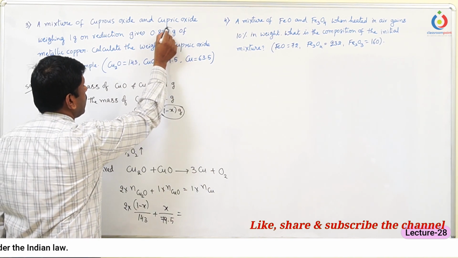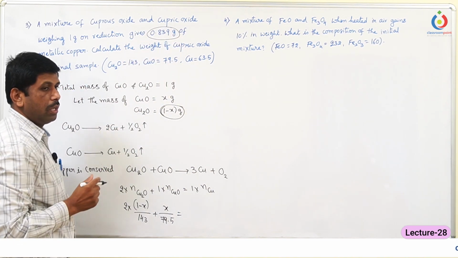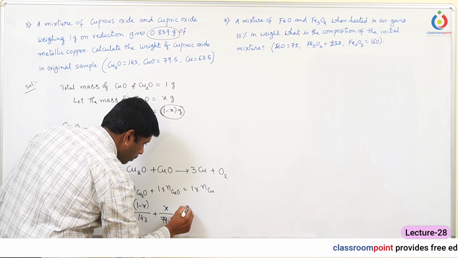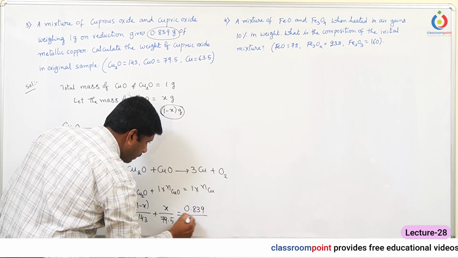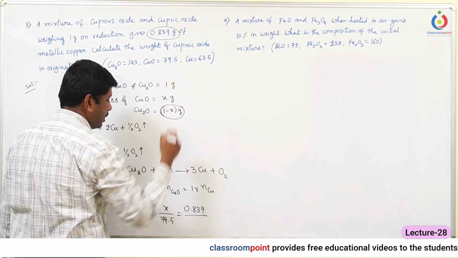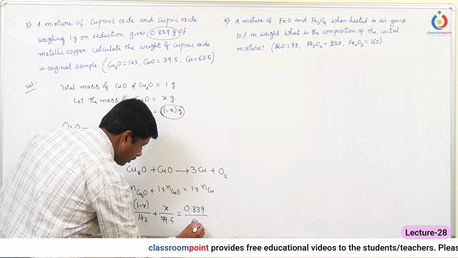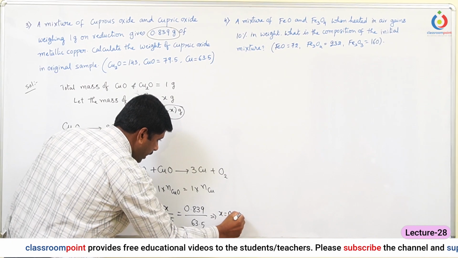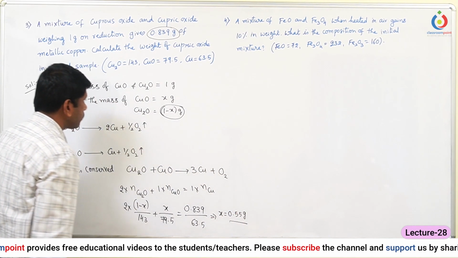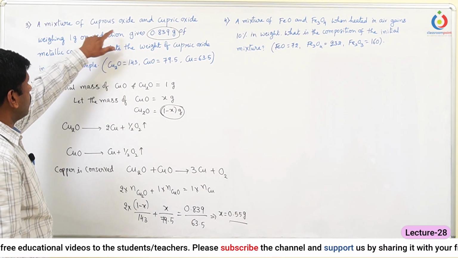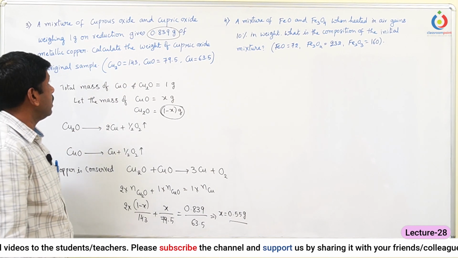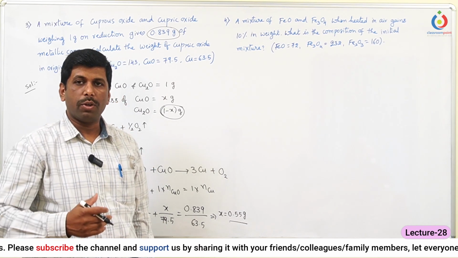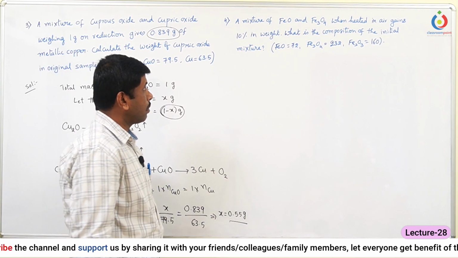Given the mass of copper, they said how much copper is produced: 0.839 grams of copper is produced. So 0.839 divided by its atomic mass, 63.5. By solving this, we get the x value, 0.55 grams, which is the mass of cupric oxide present in the 1 gram of the mixture of cuprous oxide and cupric oxide. Now let us see one more question here.